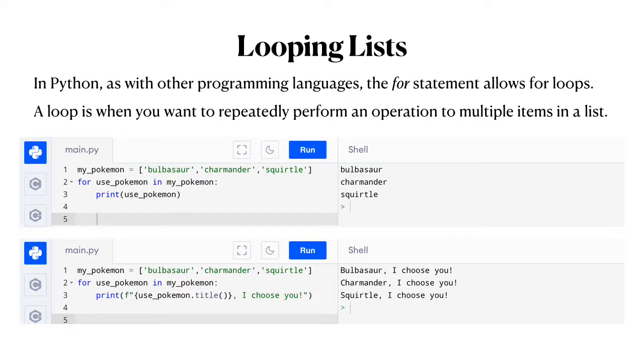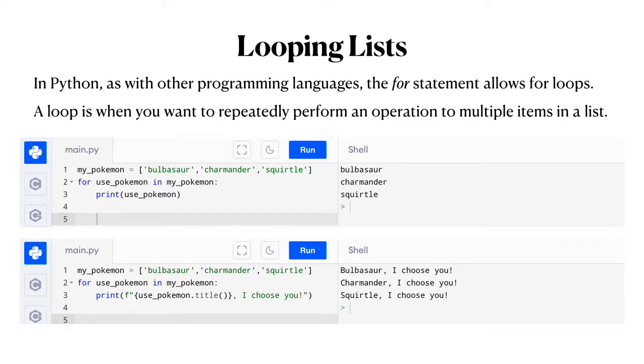Okay? So, the operation I want to do, line of code number 3, print. So, I put print use underscore Pokemon. So, if we run the code, what comes out first is Bulbasaur, Charmander, and Squirtle.